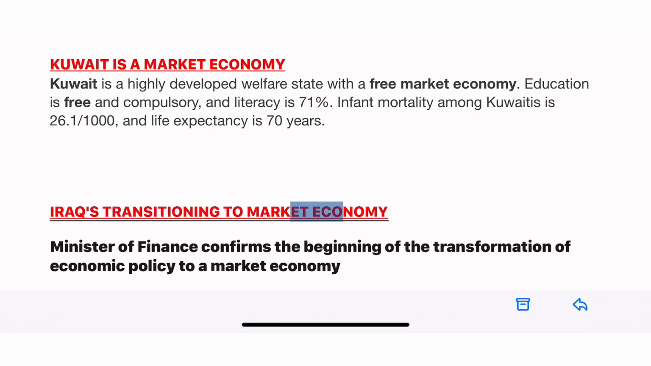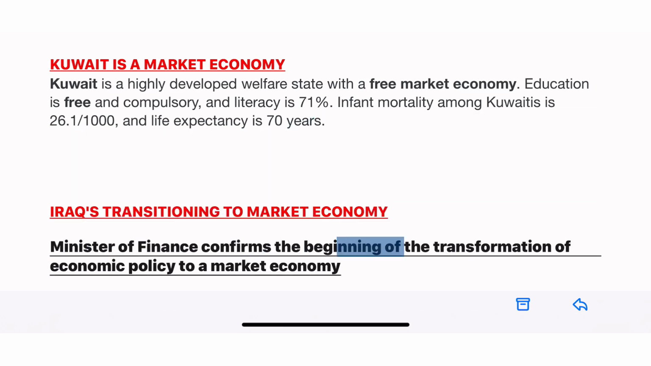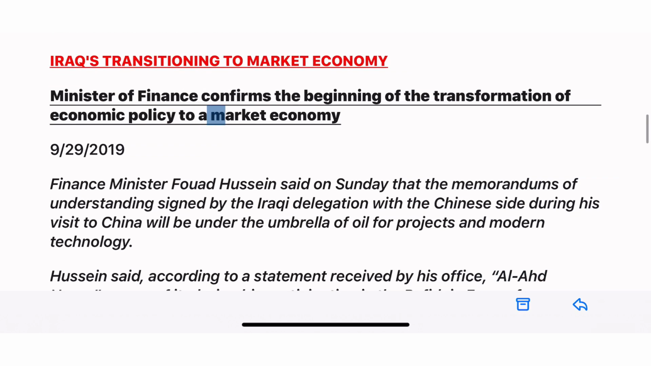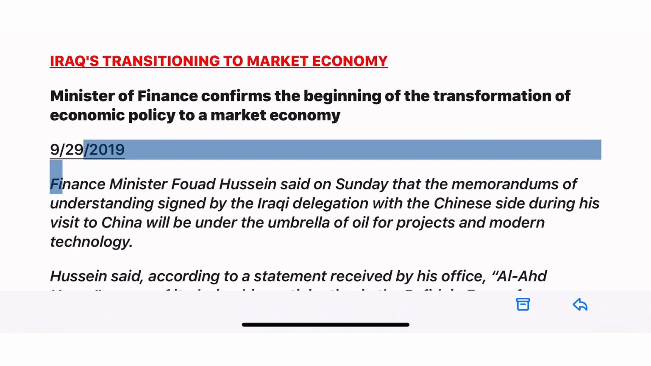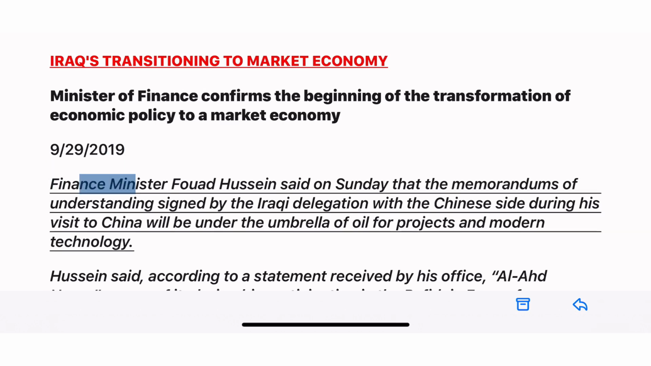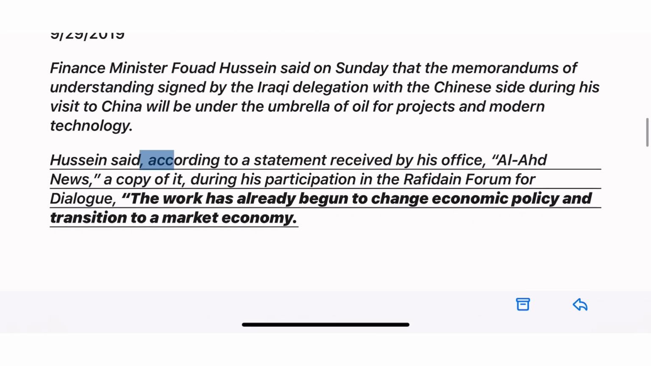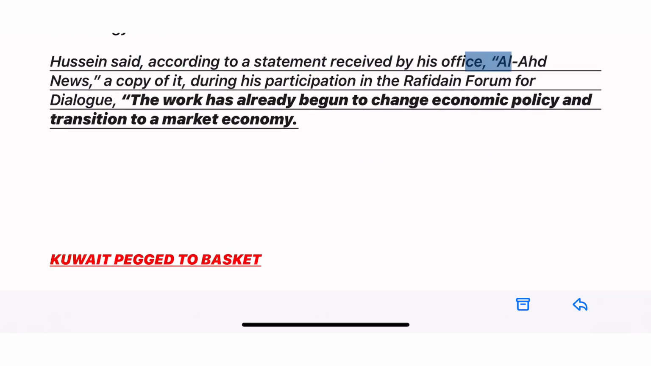Iraq's transitioning to a market economy. Minister of Finance confirms the beginning of the transformation of economic policy to a market economy. The 29th of September 2019. Finance Minister Fawad Hussein said on Sunday that the memorandums of understanding signed by the Iraqi delegation with the Chinese side during his visit to China will be under the umbrella of oil for projects and modern technology. Hussein said, according to a statement received by his office, Al-Ahd News, a copy of it, during his participation in the Rafidain Forum for Dialogue, the work has already begun to change economic policy and transition to a market economy.